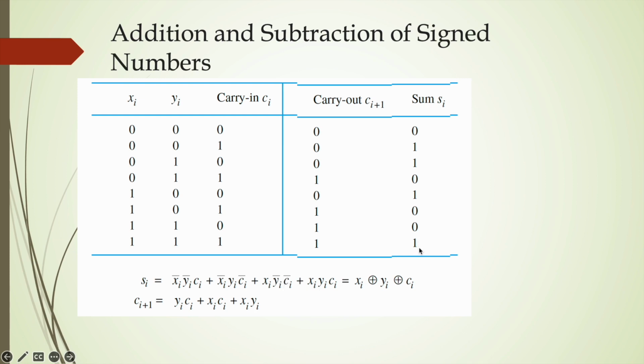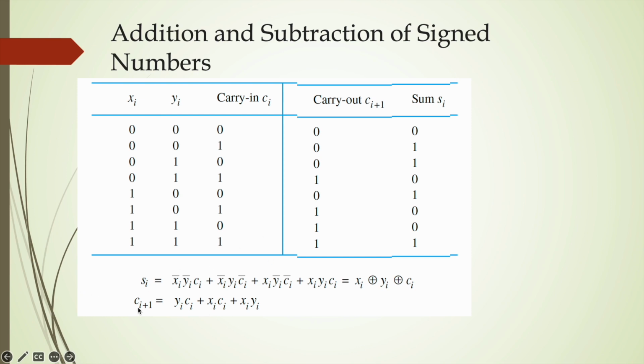Again this sum is 1 when Xi is 1, Yi is 1, Ci is 1. Xi, Yi, Ci. So by simplifying this equation, we'll get Si is Xi XOR Yi XOR Ci. So after simplification, we'll get this value.